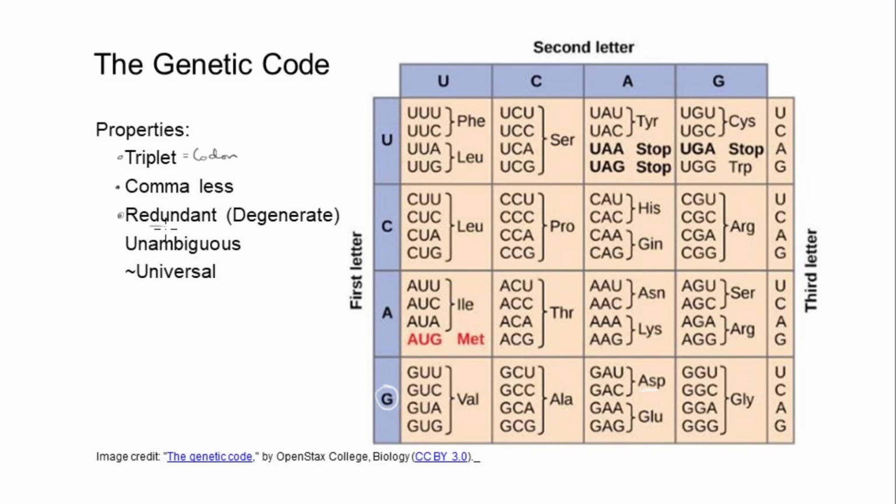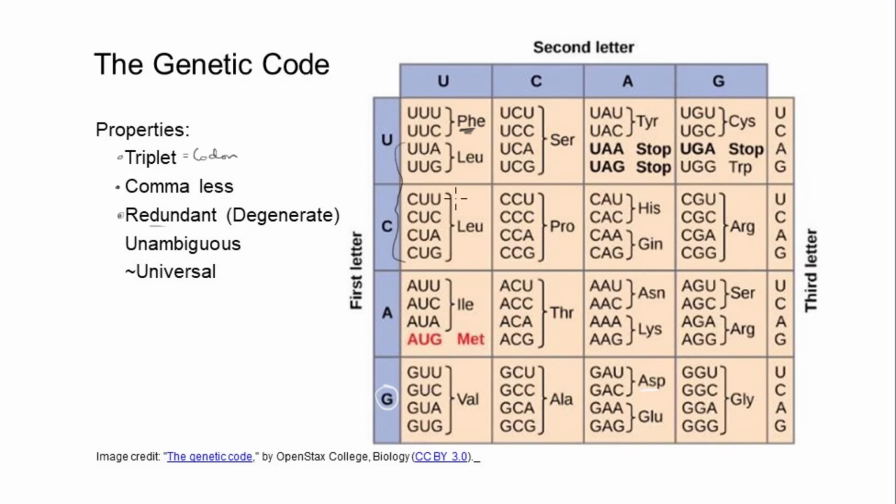If we look at the codons, we can see that with only 2 exceptions, every amino acid has more than one codon that corresponds to it. For example, UUU and UUC both encode the amino acid phenylalanine. Leucine is encoded by any of these 6 codons.